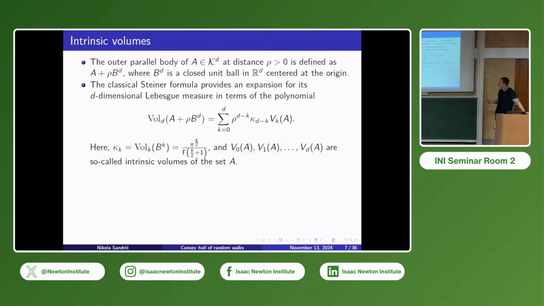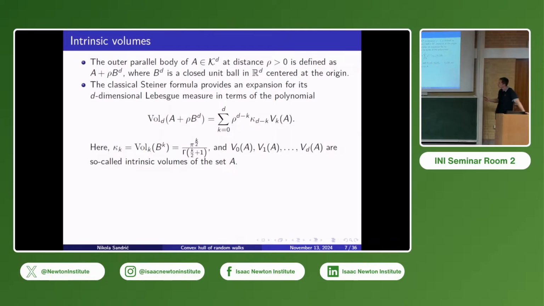And then the famous Steiner formula tells us that this volume can be written in this polynomial form. So the polynomial in rho with these coefficients here. This kappa k is nothing else than the volume of the k-dimensional unit ball. So it's this constant here. And what is very important and interesting for us are these constants here, which depend only on the set A. And these are called intrinsic volumes.